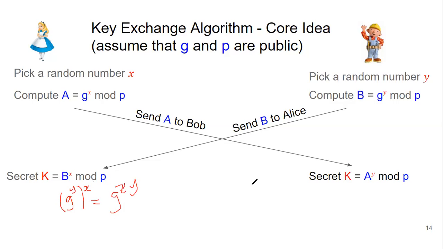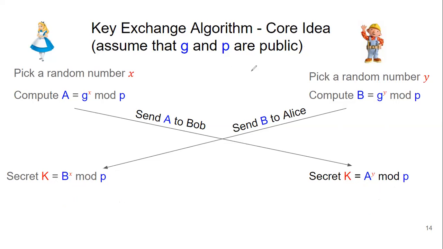Bob also takes Alice's public key, which is G power X, and raises it to his private key. So they both have the same key. That's the reason why K is the same. Okay, so this is basically the idea.